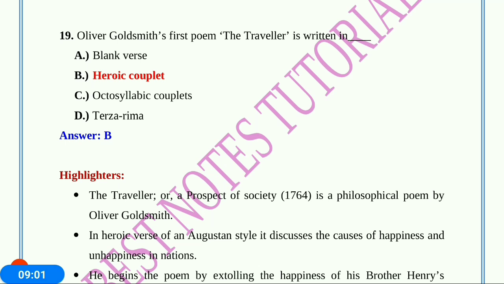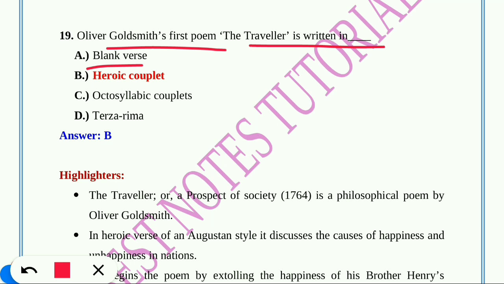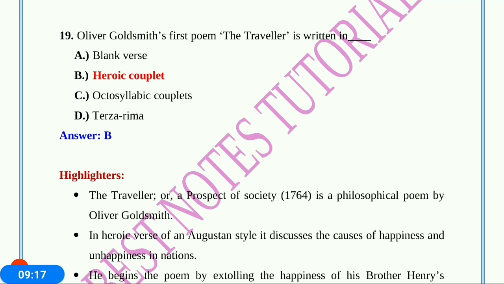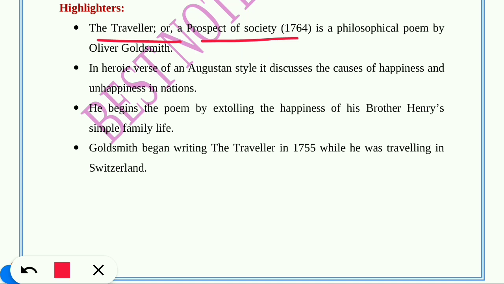Oliver Goldsmith's first poem, The Traveller, is written in blank verse, heroic couplet, octosyllabic couplets, or terza rima? Here the answer is heroic couplet. The Traveller, or A Prospect of Society, is a philosophical poem by Oliver Goldsmith in heroic verse of an Augustan style.